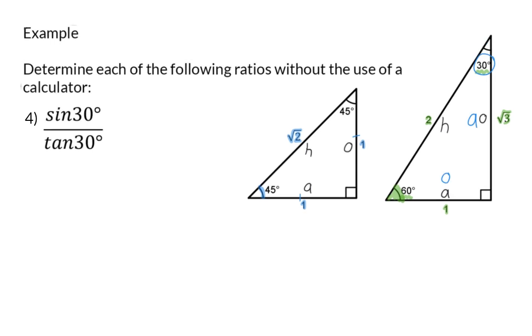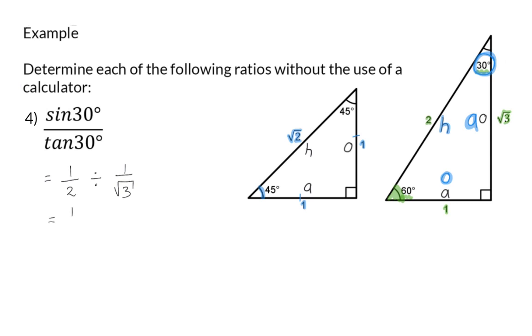In question 4, we now need to divide two ratios, both looking from the 30-degree angle's perspective. Sin will then be the opposite of 1 over the hypotenuse of 2, and this should be divided by tan also from the 30-degree perspective, and that will be the opposite, which is 1 over the adjacent of square root 3. I wrote the division next to it just to write it in a clearer way.